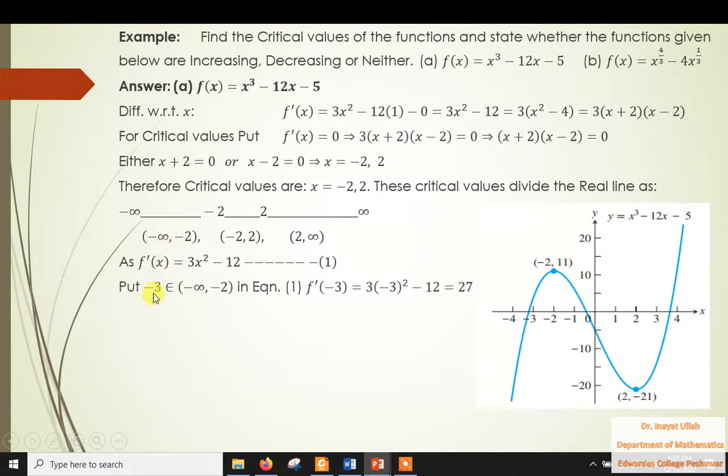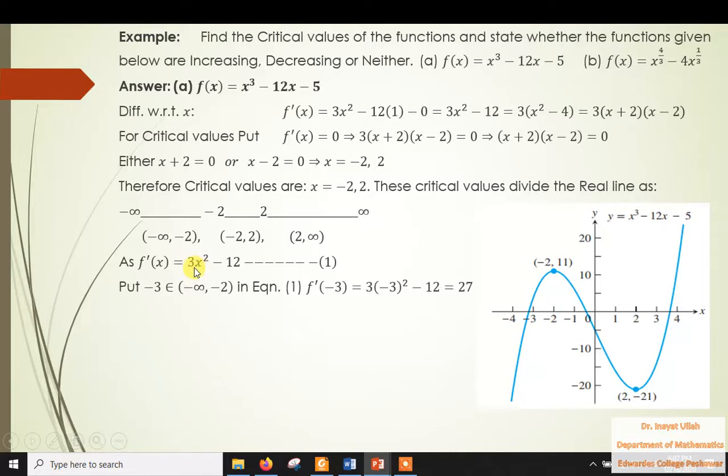So I have taken minus 3, which belongs to this interval. You can take minus 4, minus 5, minus 6, minus 100 as well, but take only a simple and short value in order to calculate f prime x easily. So I have taken minus 3 between minus infinity and minus 2 here. So put minus 3 in this equation 1. Whenever you put x equal to minus 3 here, that will become f prime minus 3.